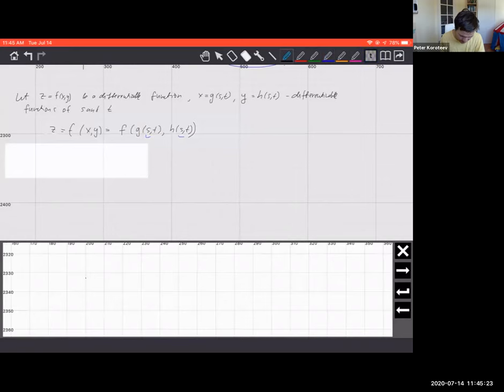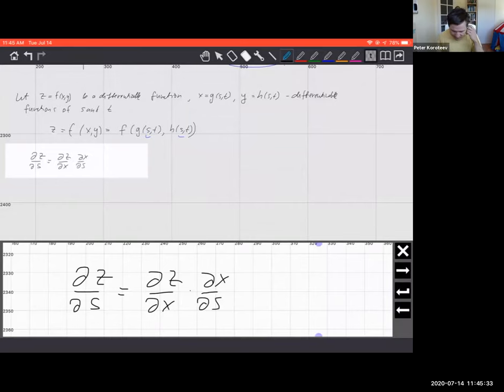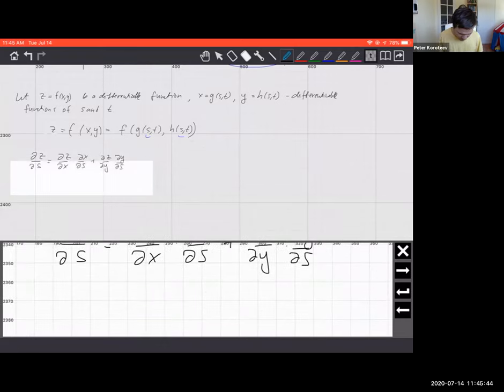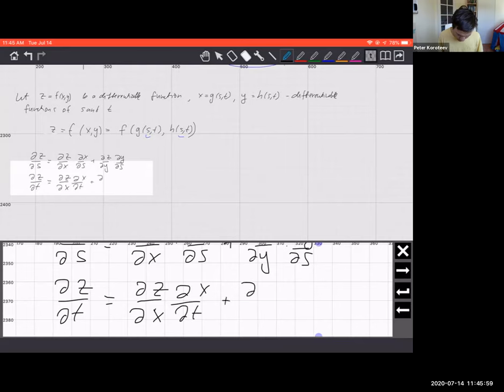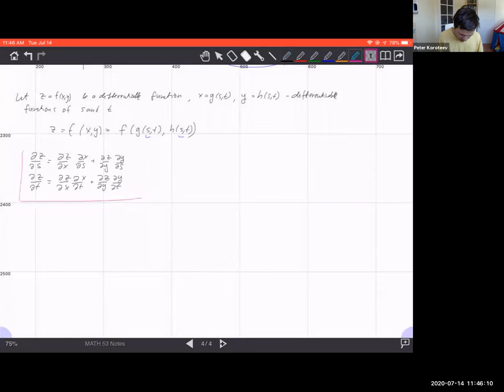So here's the formula. The partial derivative of z over s is dz over dx times dx over ds. You can either write dx over ds or dg over ds, it doesn't matter. And then plus dz over dy, dy over ds. And similarly, the derivative with respect to the second parameter would look like this. So these are chain rules that you apply steadily one by one.